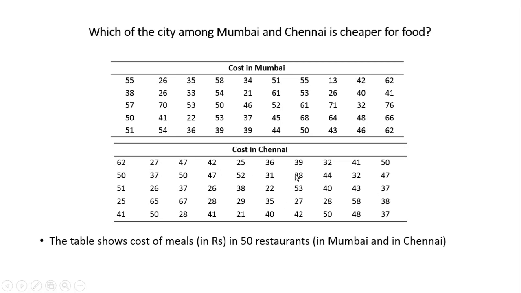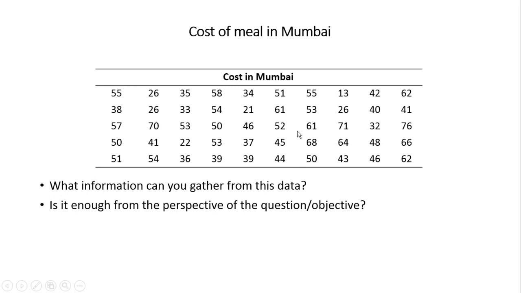Now once I have collected this data, let's say I am looking at the data corresponding to Mumbai. So these are 50 values that I have. Now what information can you gather from this data? This data is in raw form, so it will not be very easy to get any information from it. Even if we try, will it be enough from the perspective of the question that we are trying to answer? That is what we need to see. I don't think we'll be able to see much information here.